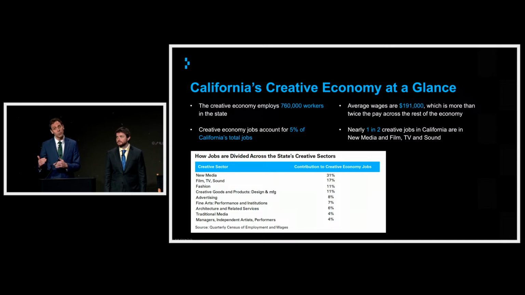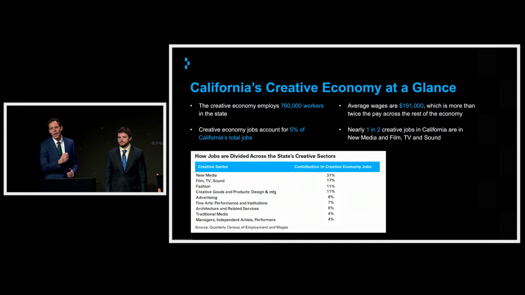Now, in LA, that number is a little bit higher. In LA, the creative economy accounts for around 13 or 14% of total jobs. In addition to being a great source of jobs, the creative economy is a source of high-paying jobs also. So the average creative economy worker earns around $191,000 a year, which is around twice the average pay across the rest of the economy.